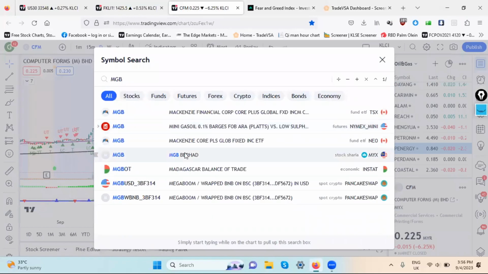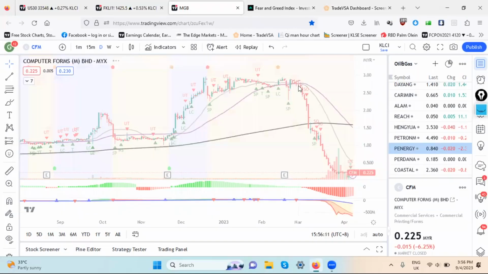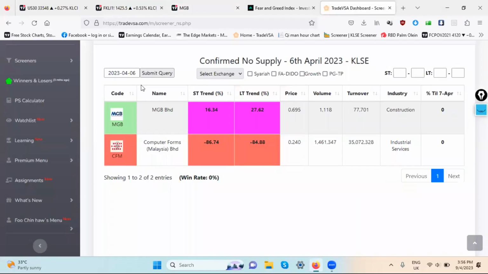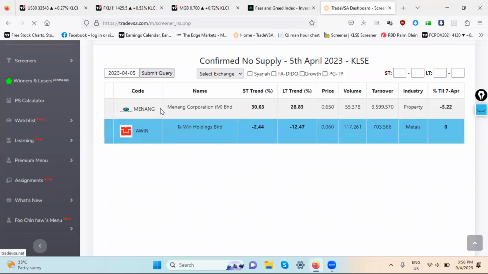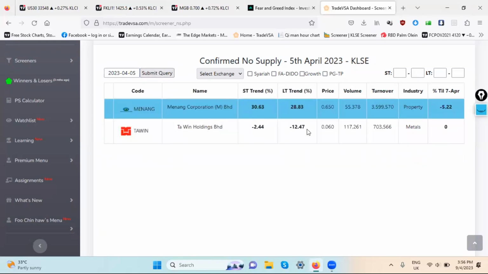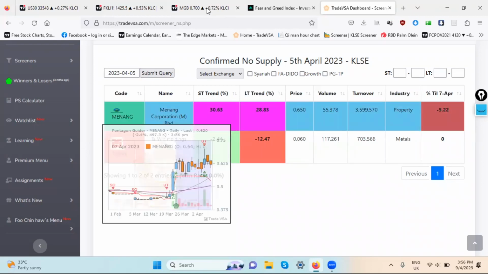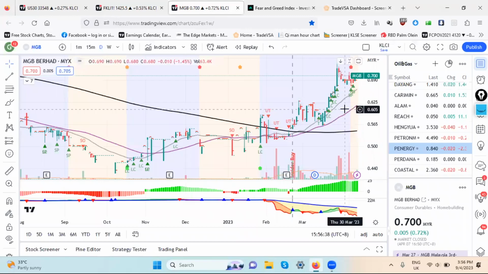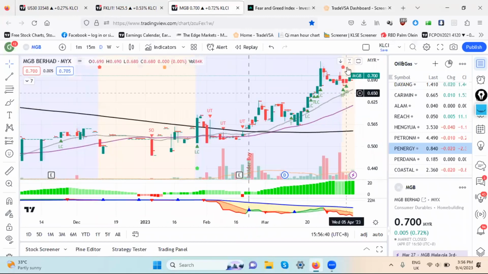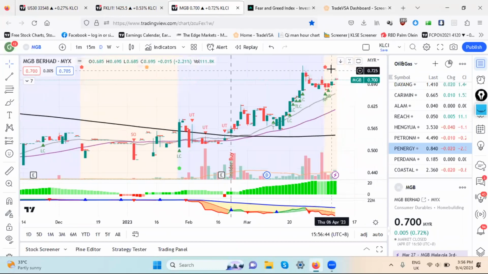MGB Berhad. I have found that this week the smart NS is not very attractive. Sometimes when you jump in, especially when the ST trade and LT trade are already in purple, in the purple one is already in the high side. Actually, it's very dangerous. Even though you see an NS, some of it will be marked up, and after that the smart money comes out.